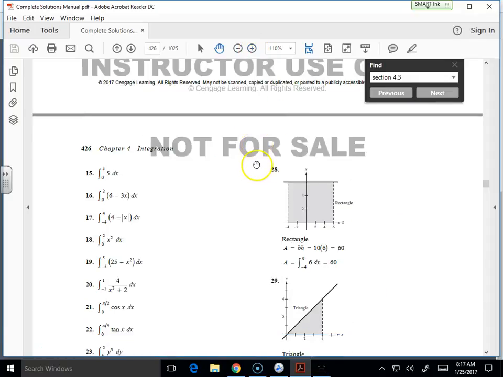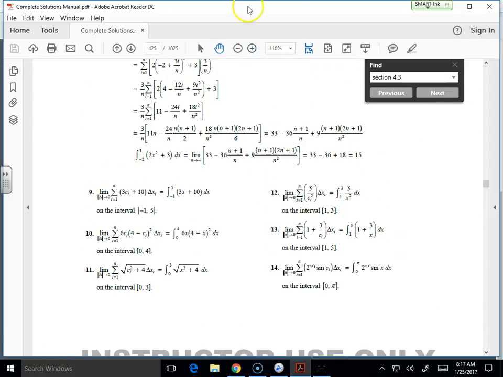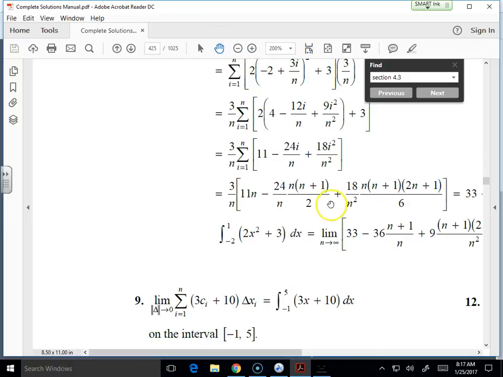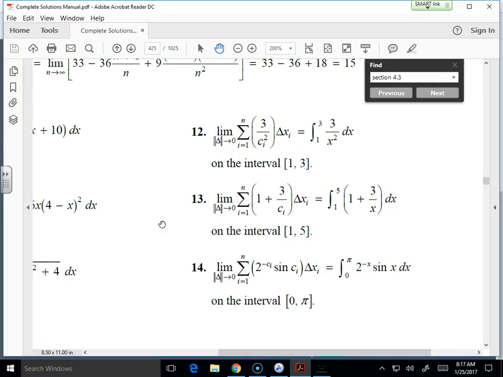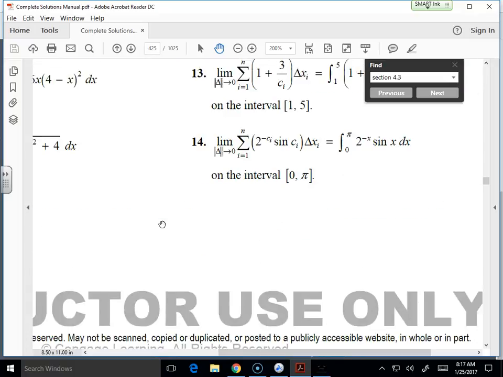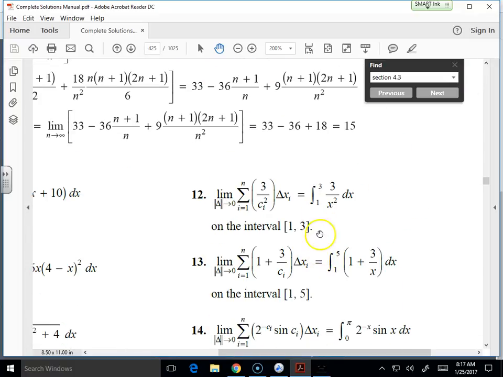Number 12. Number 12. Can you guys see it? Final answer, the definite integral from 1 to 3 of 3 over x squared dx. That's enough time. What's the next one? 22. If you guys aren't ready, come on, let's go.